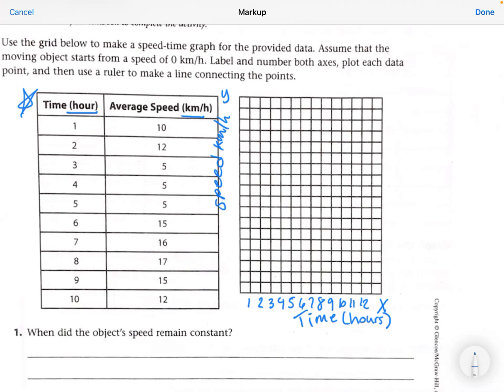And we're going to have to measure to our highest speed recorded. So the highest speed recorded, it looks like, is right here, 17. So I want to represent all the way up to at least 17 on my graph. So I'm going to start here with 1 and go to at least 17. All right, and now I'm going to 18. Okay, now we want to plot our points.